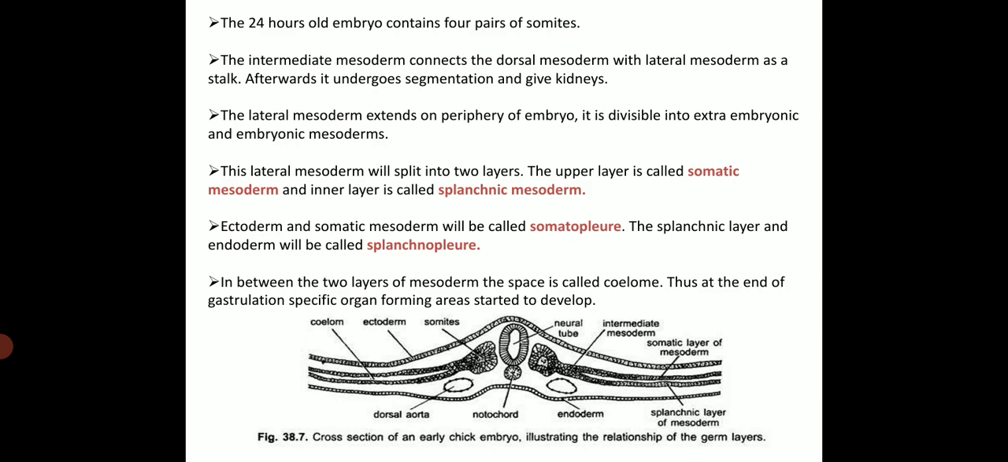Here is the cross section of an early chick embryo. You can see the first step, the formation of the endoderm, and along with that the second step, the formation of the primitive streak, which later degenerates. Then comes the mesoderm development, where it is divided into dorsal mesoderm, lateral mesoderm and intermediate mesoderm, and the lateral mesoderm is divided into somatic and splanchnic layers of mesoderm.